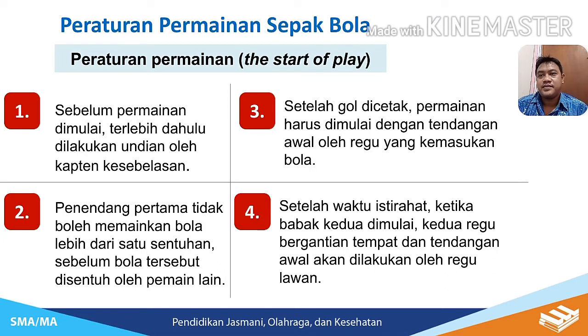Berikutnya peraturan permainan sepak bola. Yang pertama, sebelum permainan dimulai, terlebih dahulu dilakukan undian oleh kapten kesebelasan. Kedua, penendang pertama tidak boleh memainkan bola lebih dari 1 sentuhan sebelum bola tersebut disentuh oleh pemain lain. Yang ketiga, setelah gol dicetak, pemain harus dimulai dengan tendangan awal oleh regu yang kemasukan bola. Yang keempat, setelah waktu istirahat, ketika babak kedua dimulai, kedua regu bergantian tempat dan tendangan awal akan dilakukan oleh regu lawan.